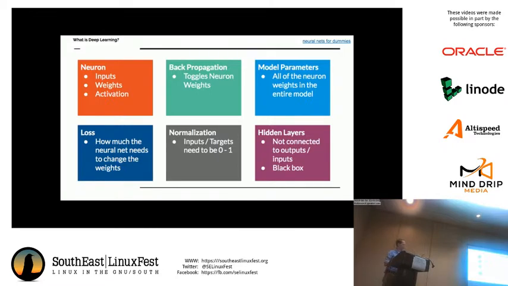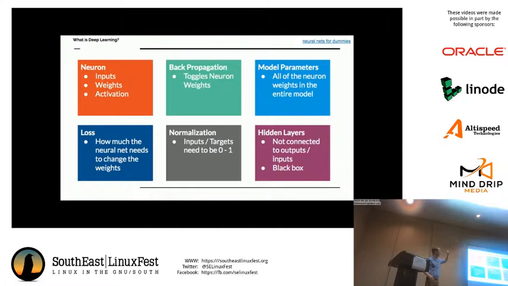Yeah. So this is just a general summary. A neuron has inputs, weights, and some kind of activation. Backpropagation is the main problem with neural nets that people are trying to solve or make better. So there's a lot of strategies with this that are going to toggle the weights to improve some kind of accuracy.